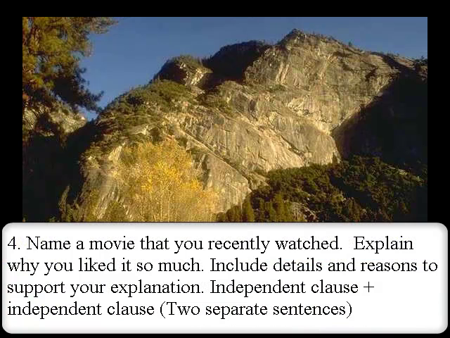Number 4, name a movie that you recently watched. Explain why you liked it so much. Include details and reasons to support your explanation. And this time, use a compound sentence. Use an independent clause, a conjunction, and another independent clause.